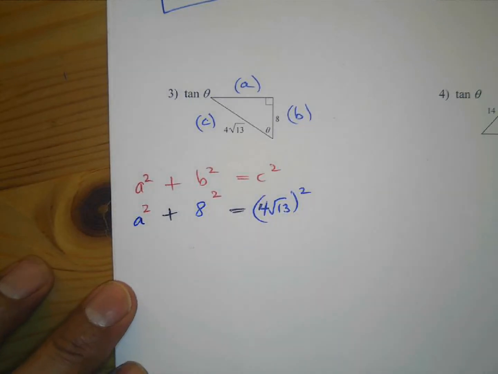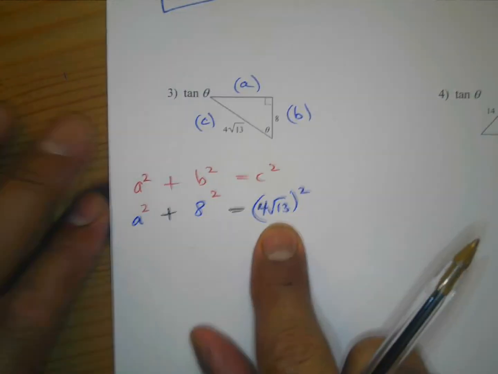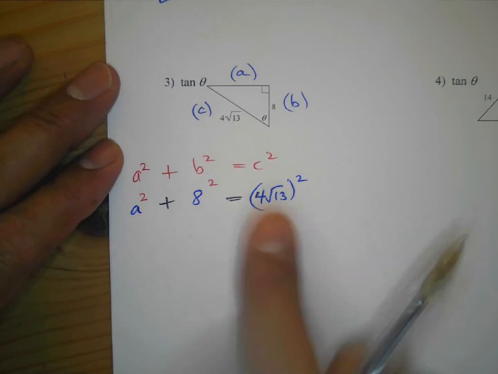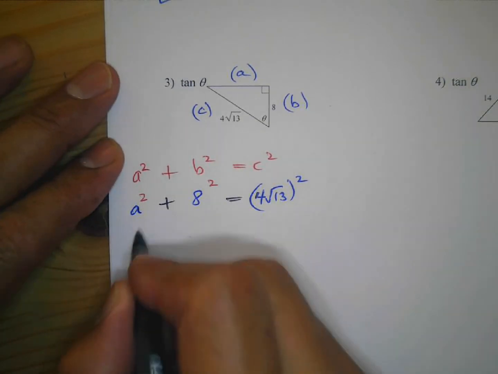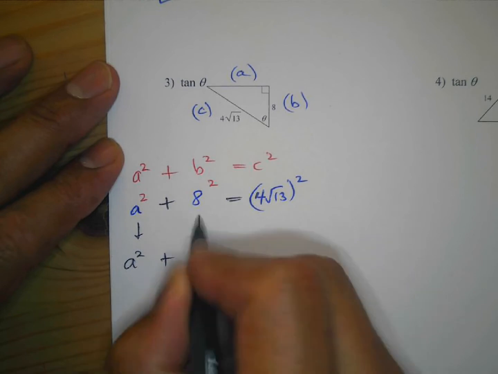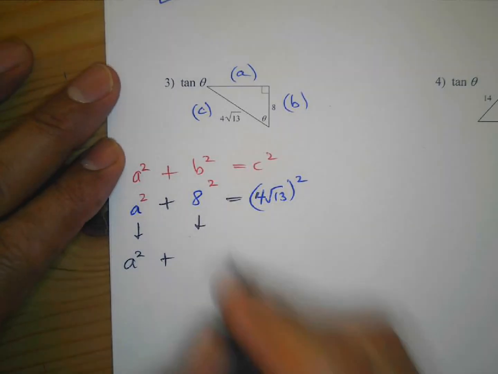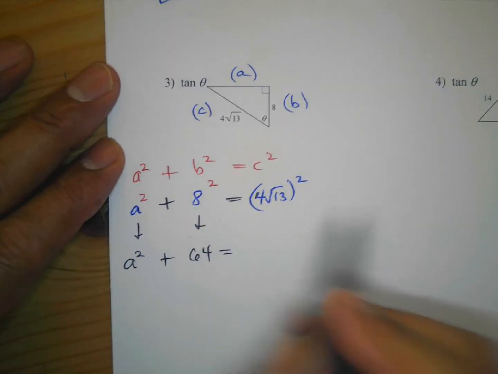And I got to square that. Here's where you don't want to mess up, so do this step carefully. Here I'm fine with a squared is what? Well, just a squared plus 8 times 8 is not 16. 8 times 8 is 64 equals.